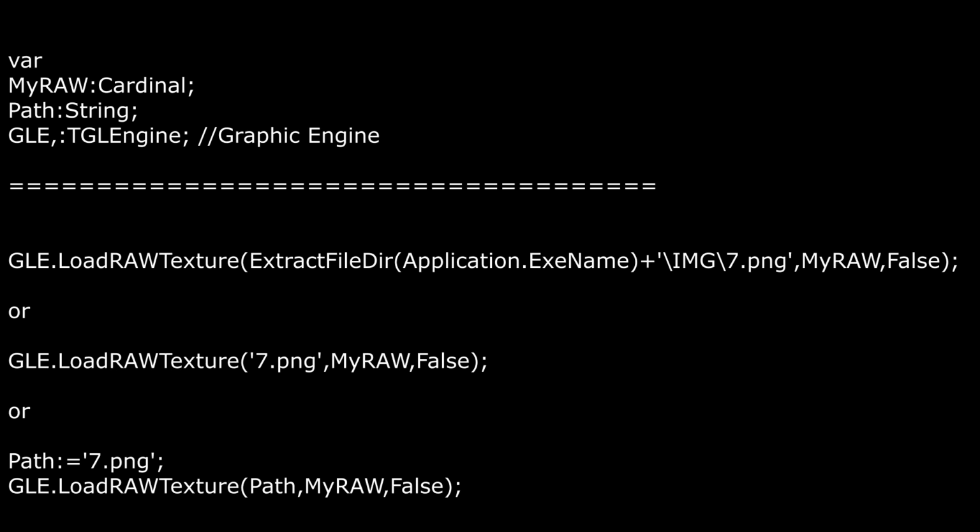Fifth way, to load a raw texture, we call the load raw texture method. In parentheses, specify the path to the file, its name and extension in one string in single quotes or a variable of the string type, then specify the name of the cardinal type variable into which the texture will be loaded. At the end, the true value is specified if it is necessary to load from a resource file, or false if the download will come from an external file.